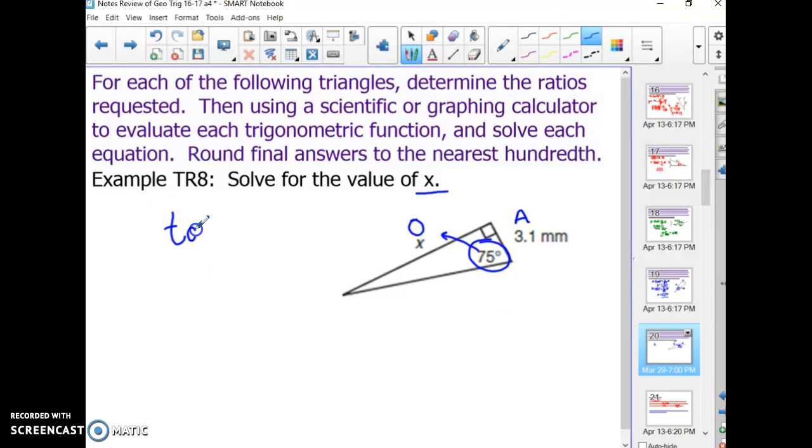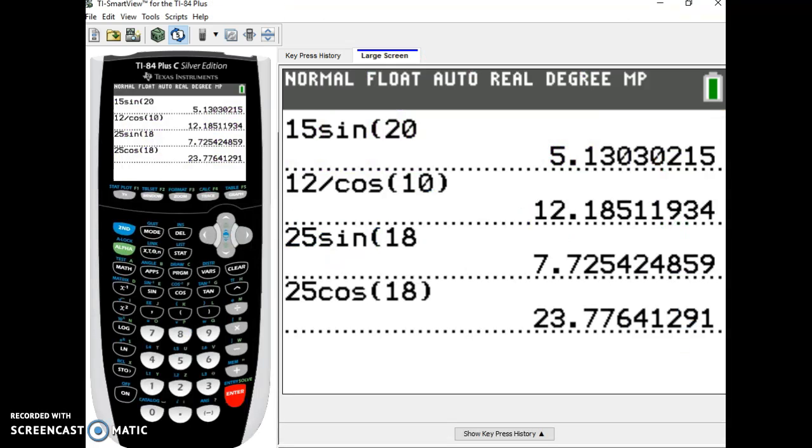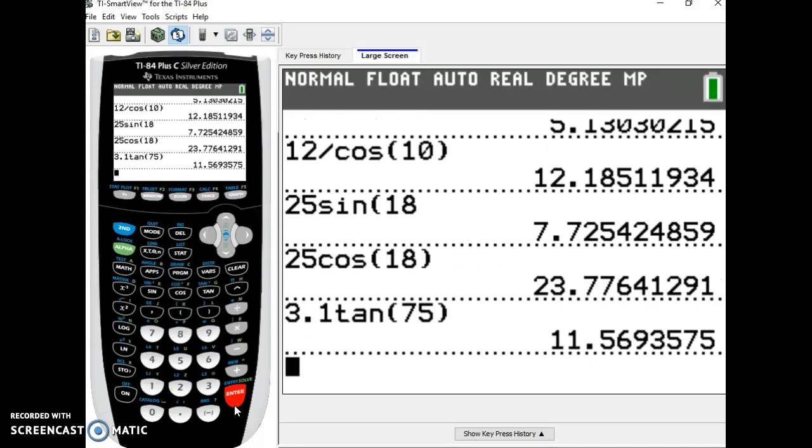So I know the tangent of 75 degrees is equal to the opposite, which is x, over the adjacent, which is 3.1. Times both sides by 3.1. Those go away, so I'm going to get x is equal to 3.1 tangent of 75. And then I get 11.57.